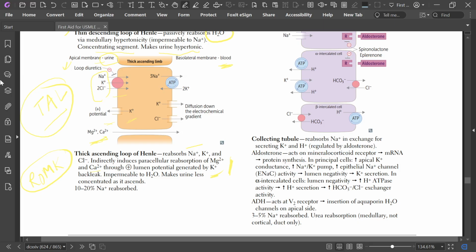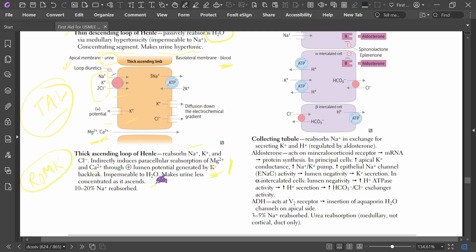Because of this phenomenon, like this ROMK channel, because of this channel, there is paracellular reabsorption of magnesium and calcium through the positive lumen potential, which is generated by the potassium. So if magnesium and calcium are absent, the potassium will not be corrected. You will find this type of question too.